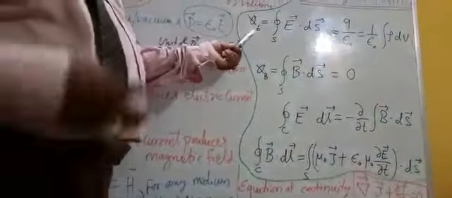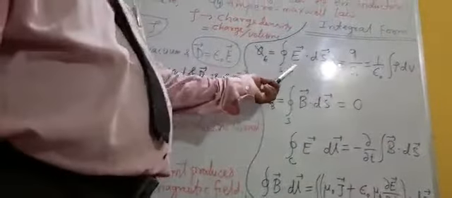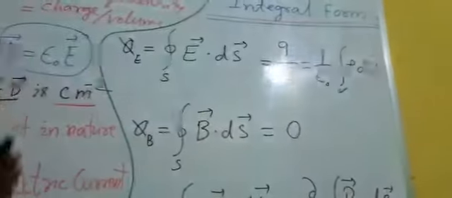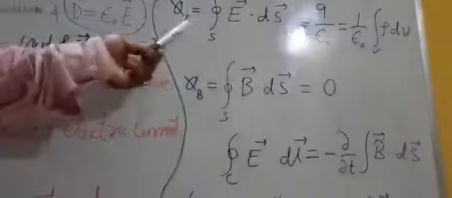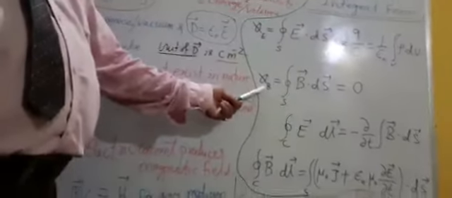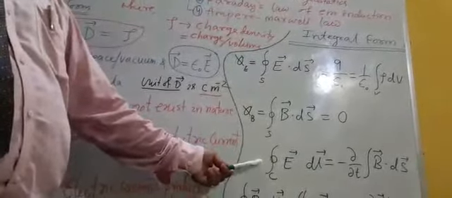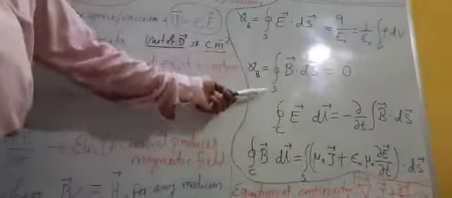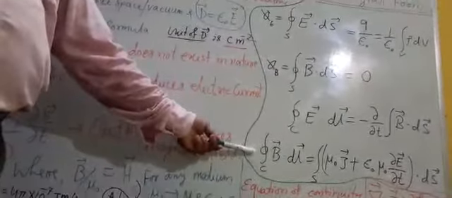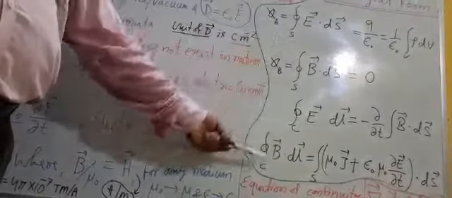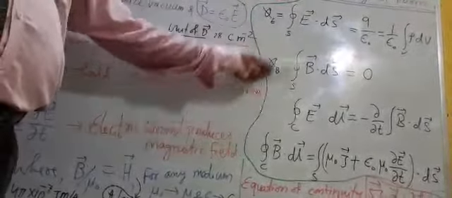In the integral form, the first equation involves electric flux, with surface integration and volume integration. The second equation is magnetic flux, then the third, then the fourth. So all of these are the integral form of Maxwell's equations.